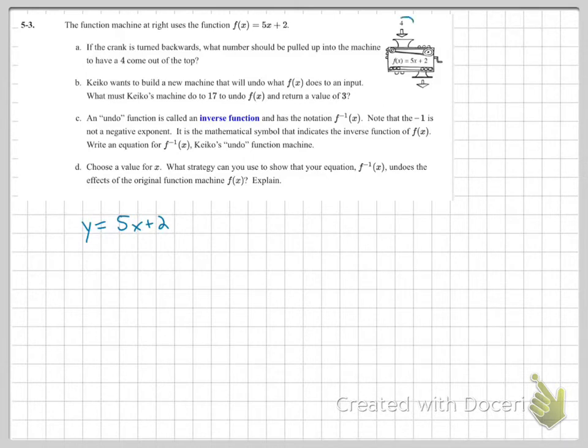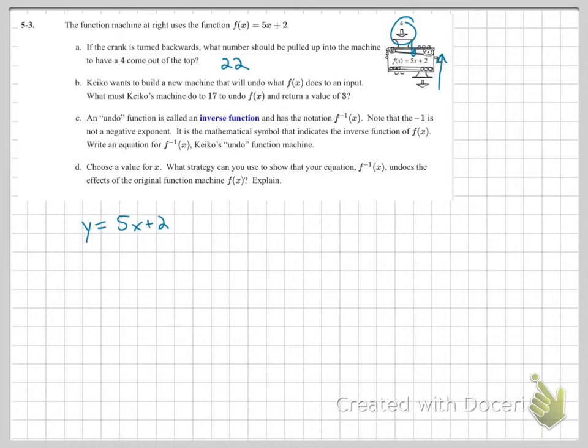Well, just like this picture shows, if I plug 4 in, 5 times 4 is 20, plus 2 is 22. So if I want 4 to come out the top, 22 needs to be pulled back up the machine so that I get 4 coming out the top. Keiko wants to build a new machine that will undo what f of x does to an input. What must his machine do to 17 to undo f of x and return a value of 3?